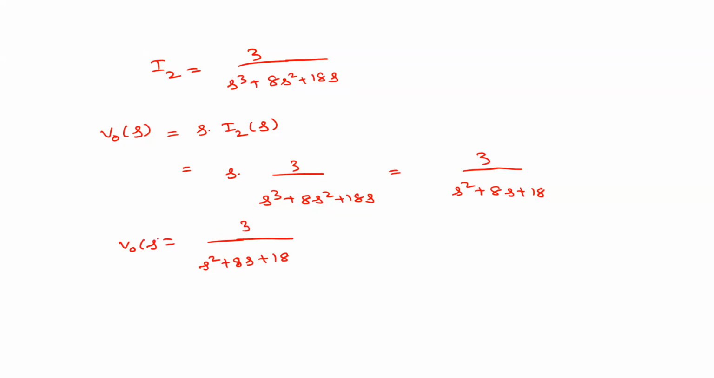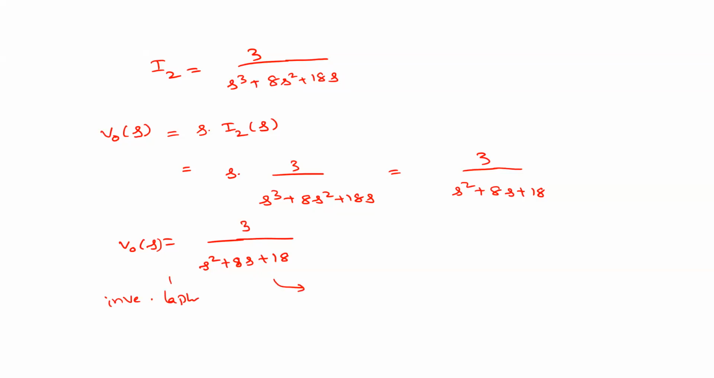So this is the one, right? So why we multiplied with S? We already discussed it, right? The voltage across the particular inductor will be S times the I2 of S. So what is the next step? You got these equations, right? So apply inverse Laplace and tell me what is the answer.